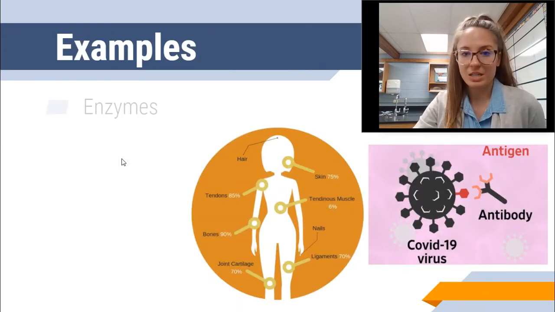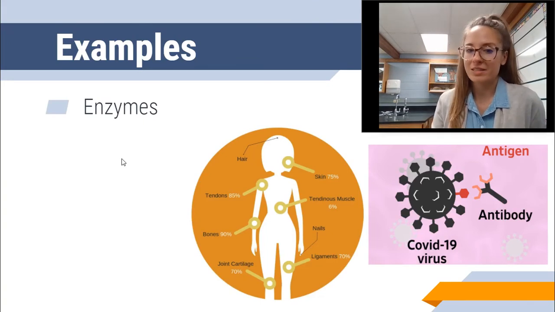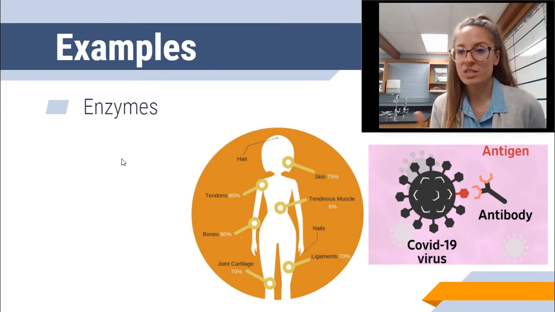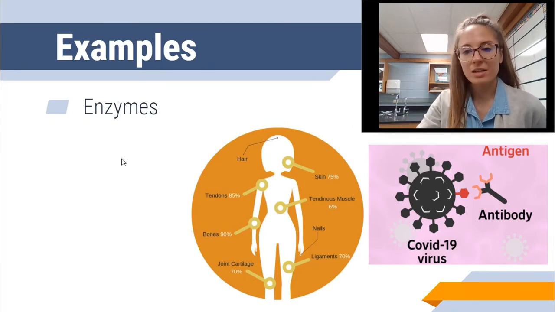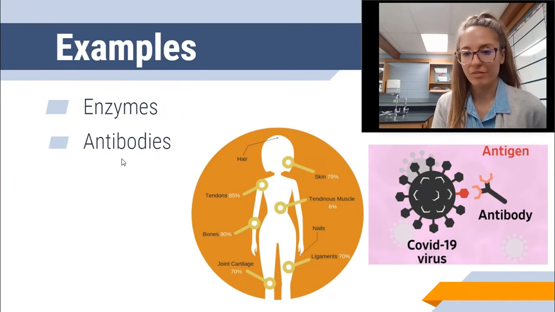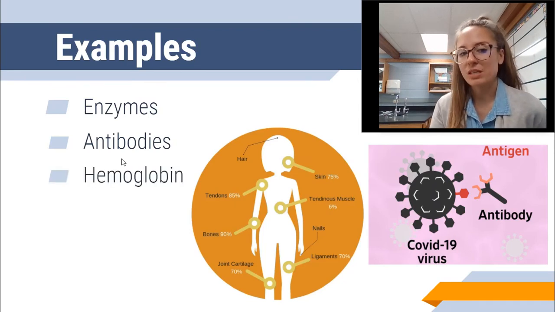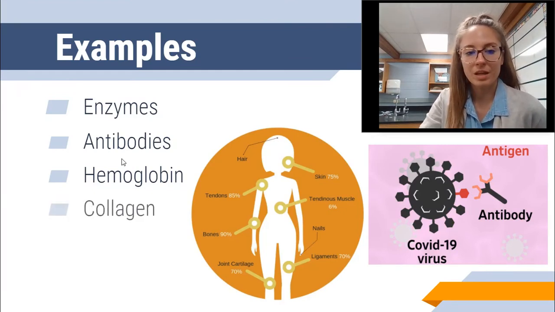Some examples of proteins that you might have heard of are enzymes. Enzymes are those proteins that speed up chemical reactions. They especially help us to digest food in our digestive tract. Antibodies, like I mentioned before, are really important to help fight off infections. Hemoglobin is the protein found in your red blood cells, and it's actually the reason why your blood is red. It helps to carry oxygen throughout your body using your bloodstream.